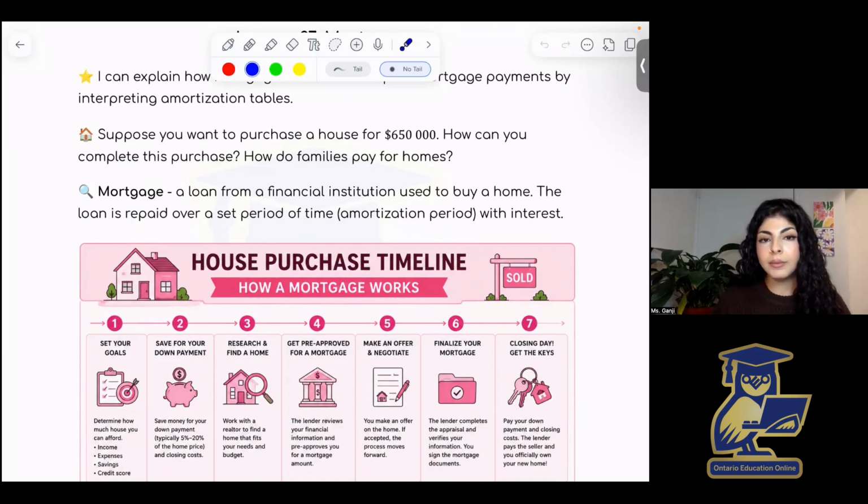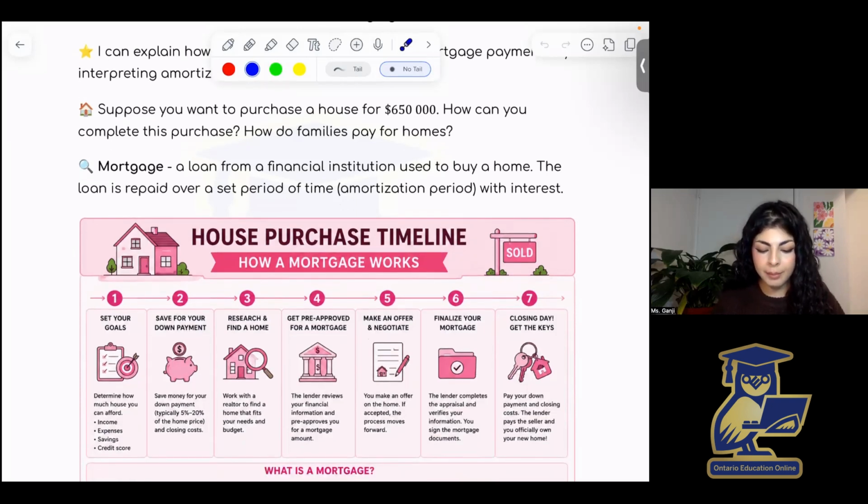So it really isn't common for people to have $650,000, or depending on how much the house costs, to have that much money available in cash or even in their bank accounts to be able to pay for that upfront. So they typically pay the amount that they do have, and then the rest is borrowed from the bank or financial institution as a mortgage and is paid off over time.